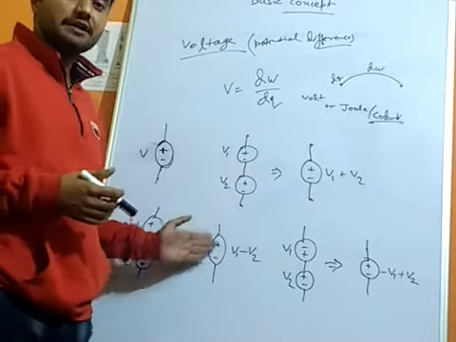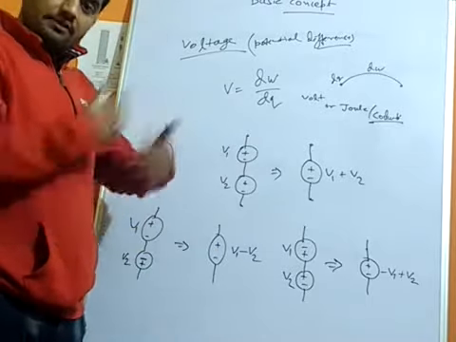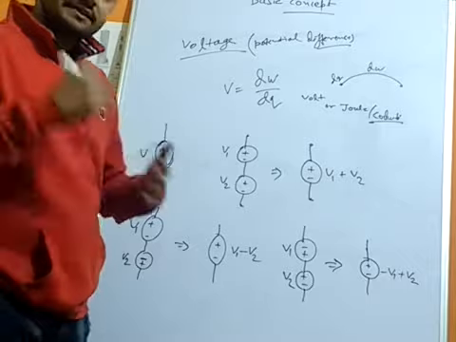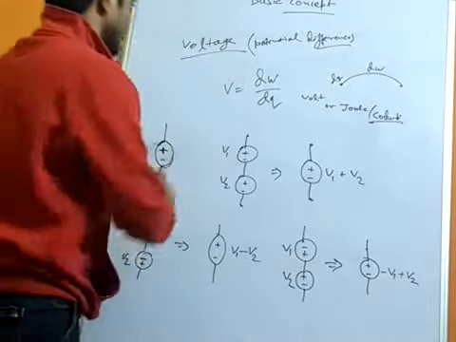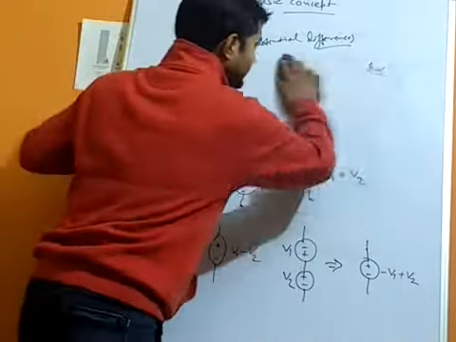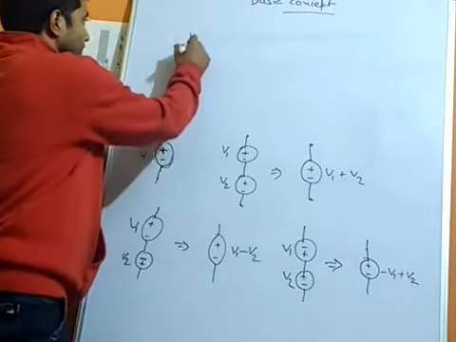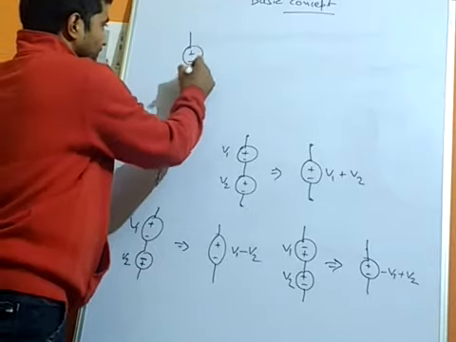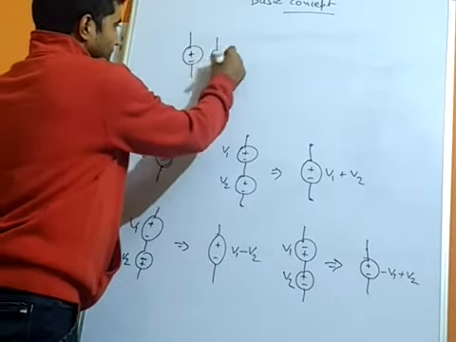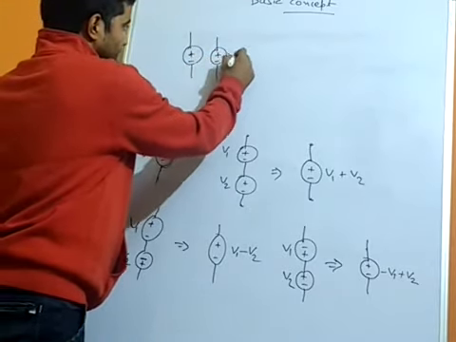Now this was the case for the series connection of two voltage sources, or more voltage sources we can consider similarly. Now the turn for the voltage sources connected in parallel. So let's check what happens when the voltage sources are connected in parallel. So here we have two voltage sources connected in parallel, plus minus V1, plus minus V2.